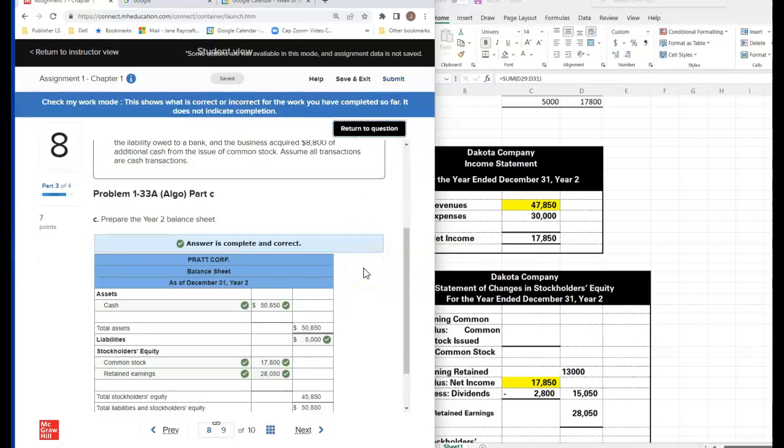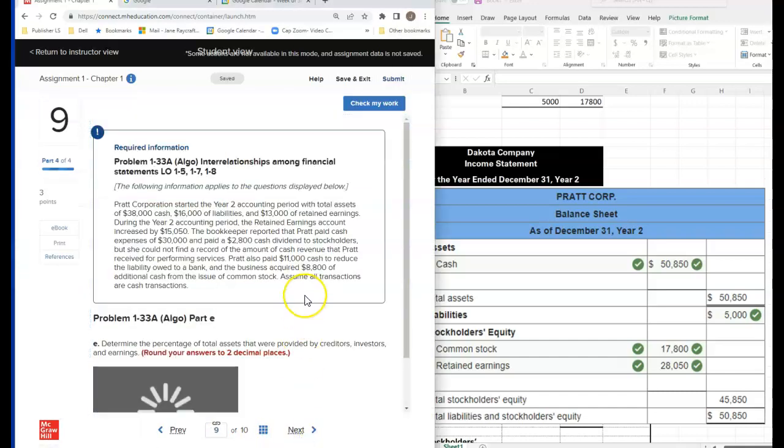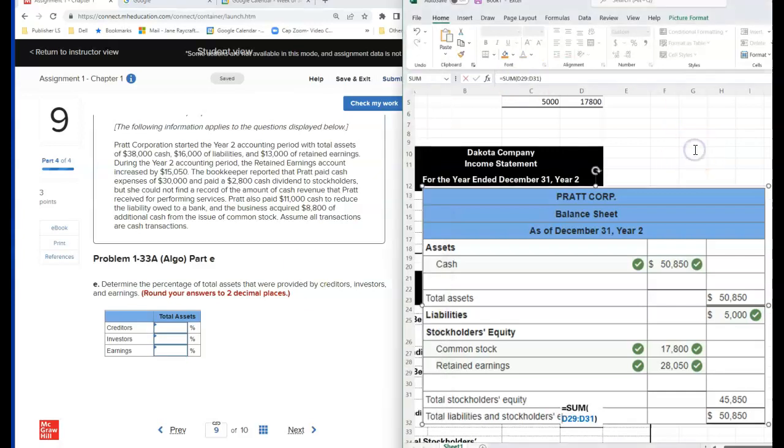We have done this question. Well, I'm just going to grab this balance sheet for the next part of the question. And that's that percentage of assets. So where the heck did we get our assets from? If we look at percentage of assets from creditors, that's our liabilities, $5,000 worth of liabilities.